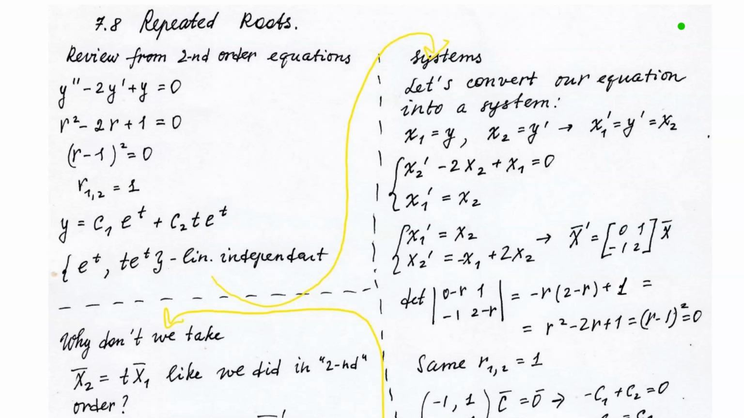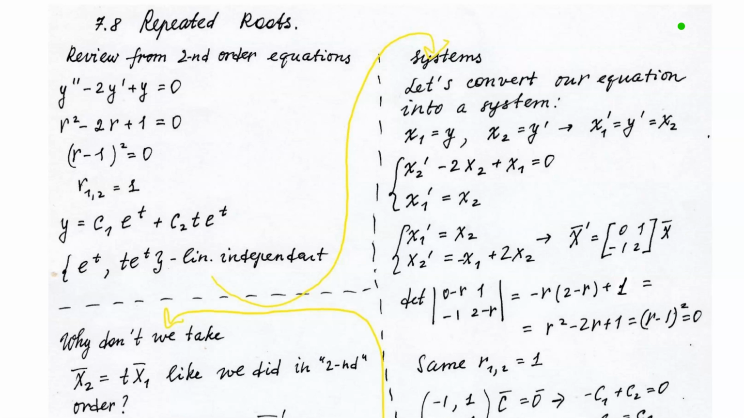Somehow I cannot erase anything already. Well, that's fine. So we get a system of two equations. Basically, guys, you understand, the solution must be the same no matter whether we solve it as a second order equation or as a system. But maybe using these ideas we can develop a method.